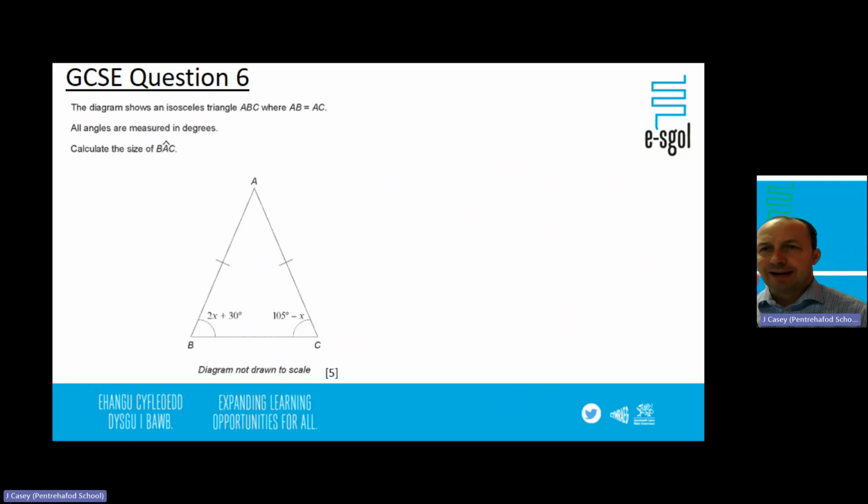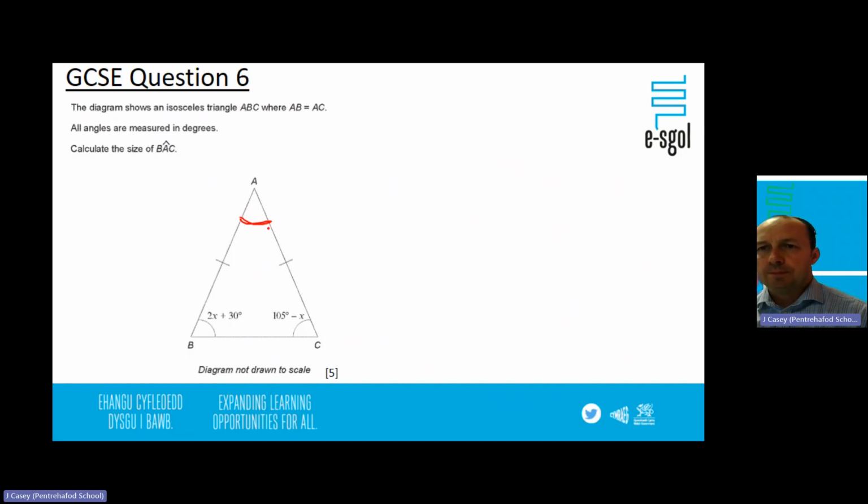So it's asking us to find an angle. It's asking us to find BAC, which is this angle at the top here. Excuse me. So it's this angle here. It's asking us to find. It's always worth marking that on your paper. I'll give you a second to take a look. See if you can form an equation. So pause the video and then we'll come back in and we'll go through it.